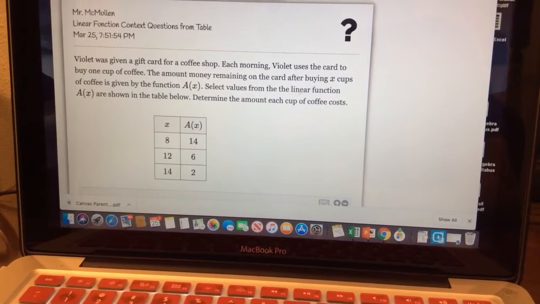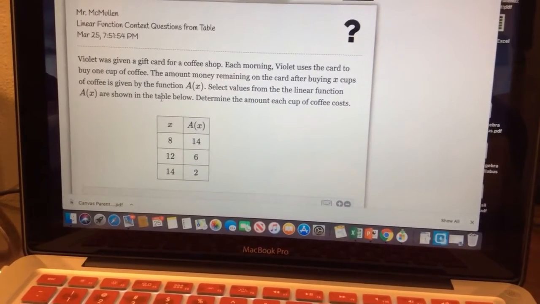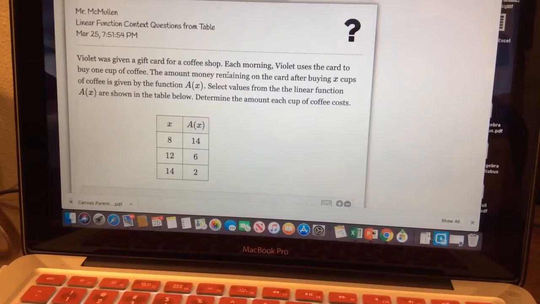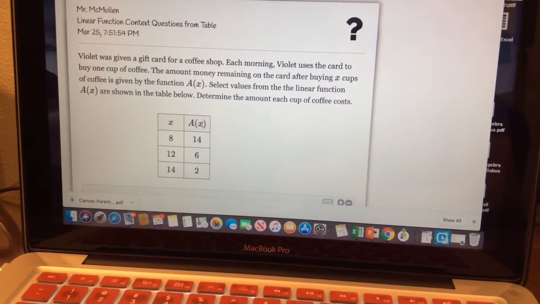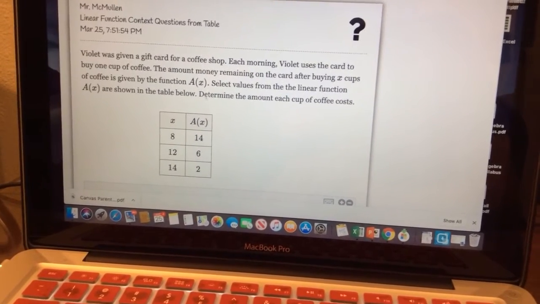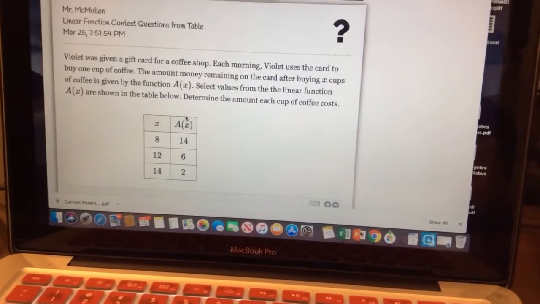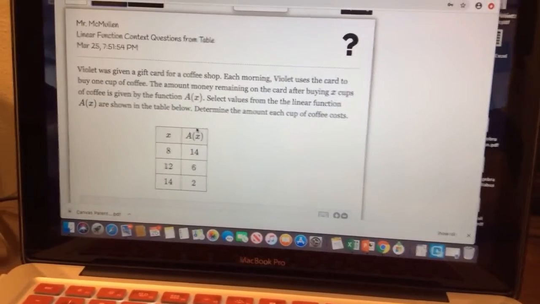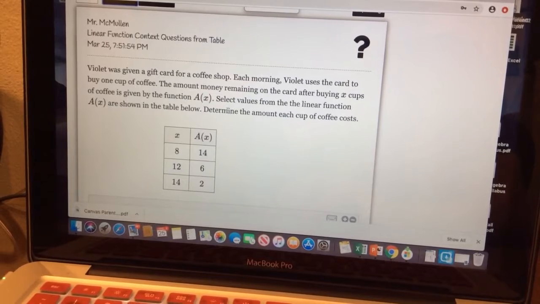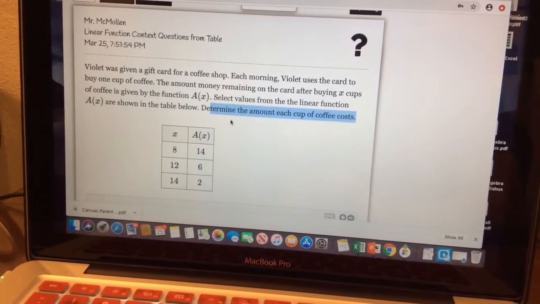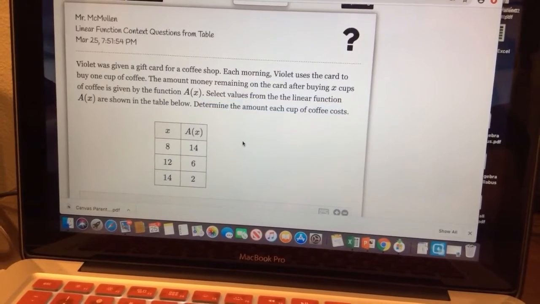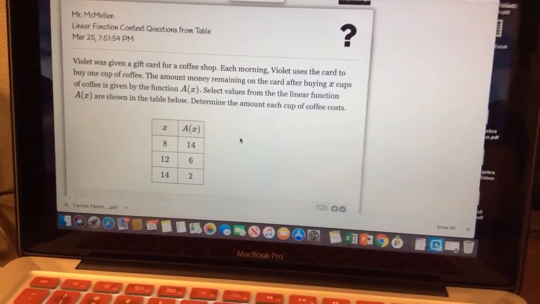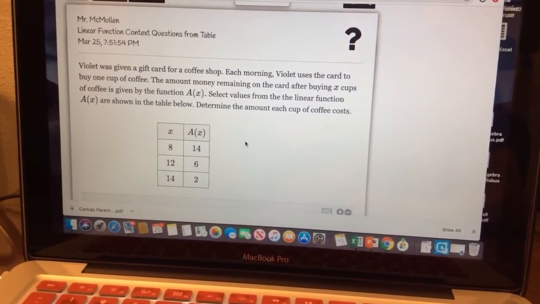And then you can see it says after buying X cups of coffee, the amount of money remaining on the card. So if X represents coffee, A of X represents the amount of money remaining on the card. So that's what I would put above A of X: money left. Something easy like that to remember. But again, here's what they want to know. Determine the amount each cup of coffee costs. So for 1 cup of coffee, how much is that costing her? We're going to figure out the rate of change, or the slope.